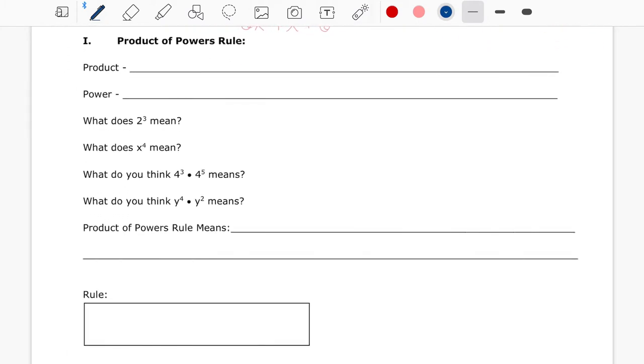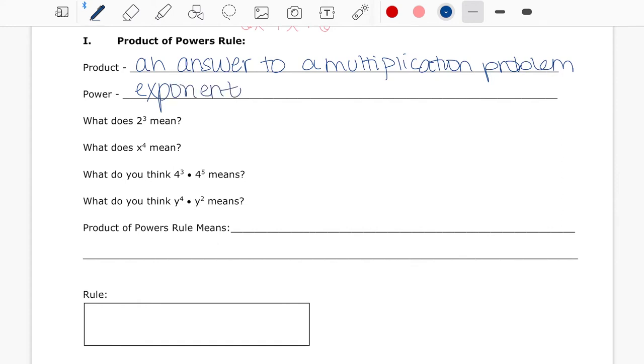Now to the new stuff. A product is an answer to a multiplication problem. And a power is just another word for an exponent. So when I'm looking and I have 2 to the third, what that really means is 2 multiplied by itself 3 times, which I can write in expanded form. And then the same for x to the fourth. We would have x times x times x.